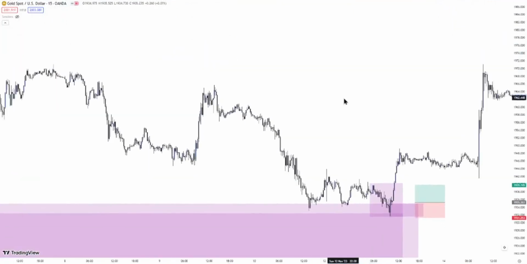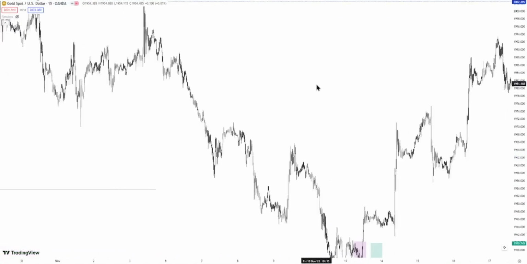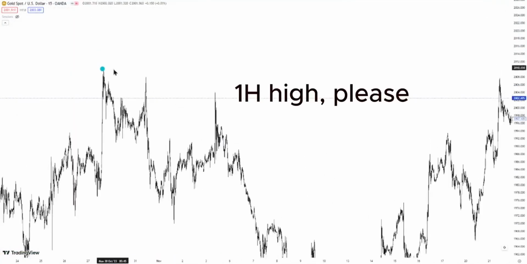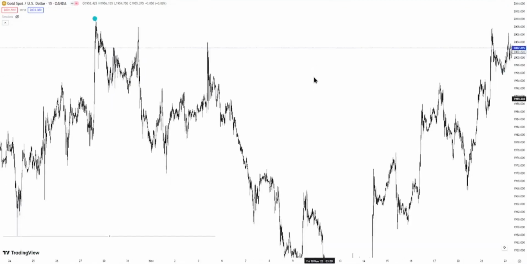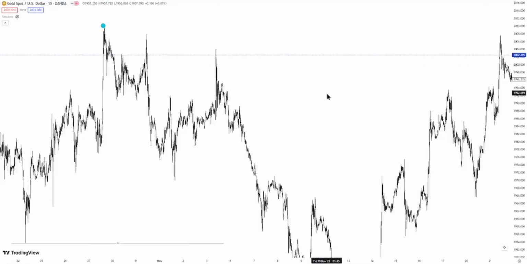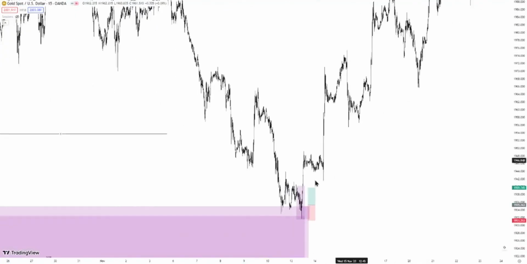Let's see the 4H high. Okay, so this will become your 4H high. That's where you will target. Now remember this point here, this is where you are going to be targeting. So therefore you can now take your trade from here to that point.